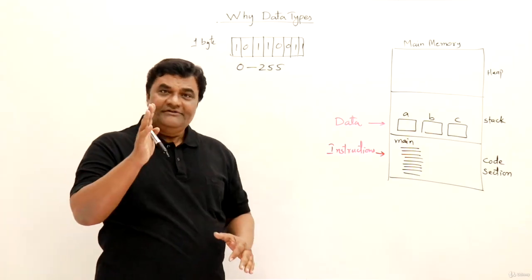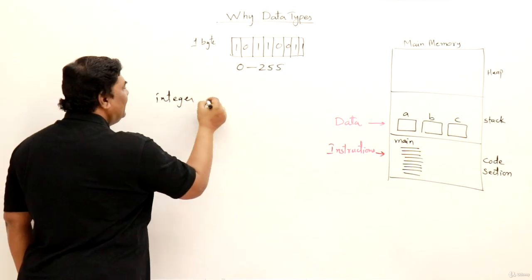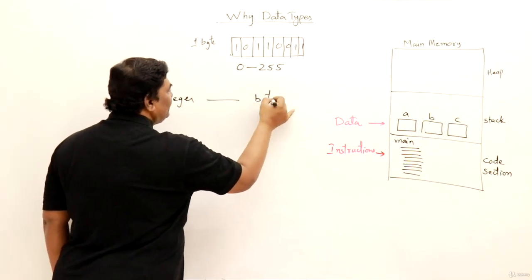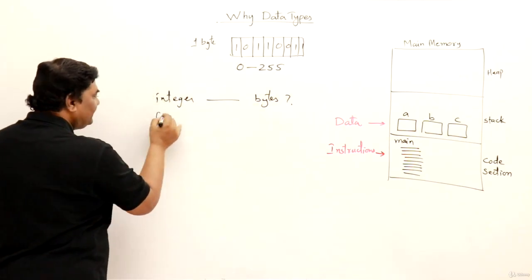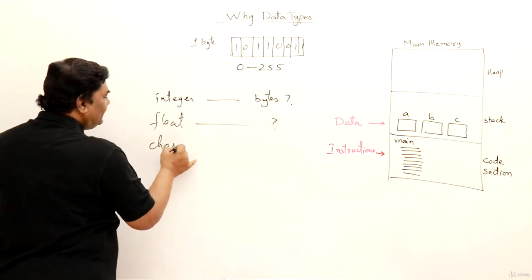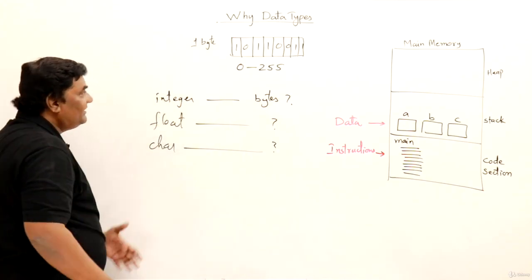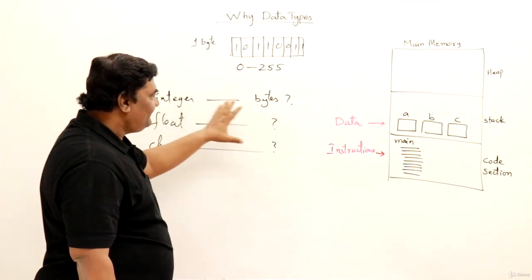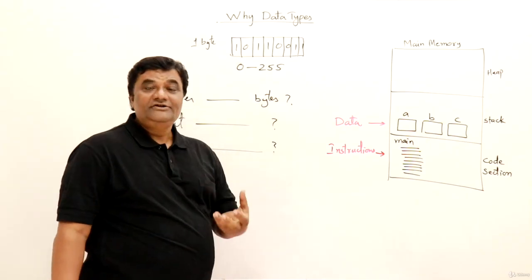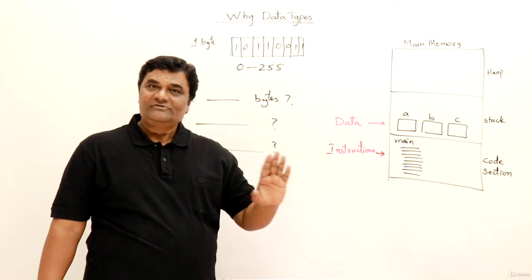The same way we will learn integer type of data, how many bytes it will take, and float type of data, how many bytes it will take, and character type of data, how many bytes it takes, and how it is represented in the memory. We will learn about this. If you have a clear idea about the data types, then you can use them properly for storing your data. So this was about size.